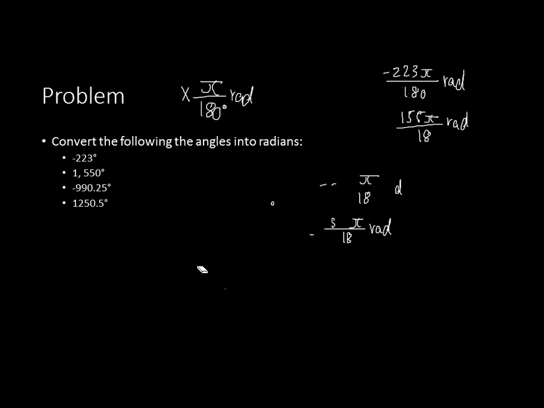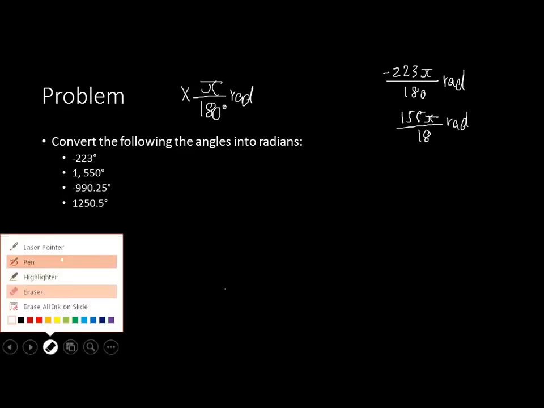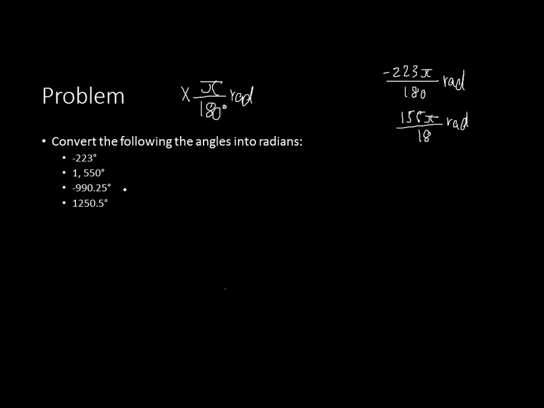The third objective: negative 990.55 degrees. So it seems like this has a decimal value, right? If you're going to use a calculator, that would be easy. You don't need to focus on whether the number is a decimal value or not. You can just use the calculator and that's it. But for me, I would rather do it manually.